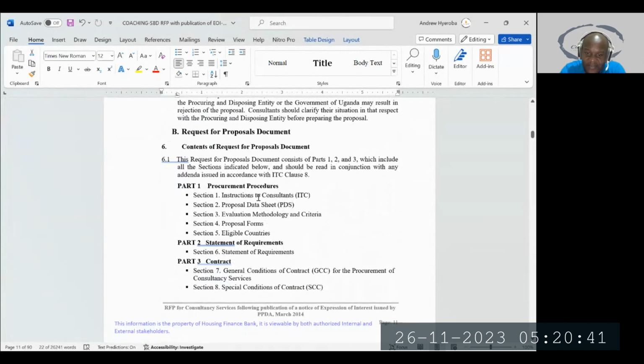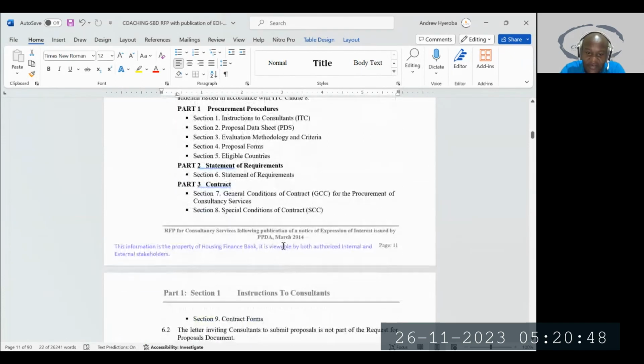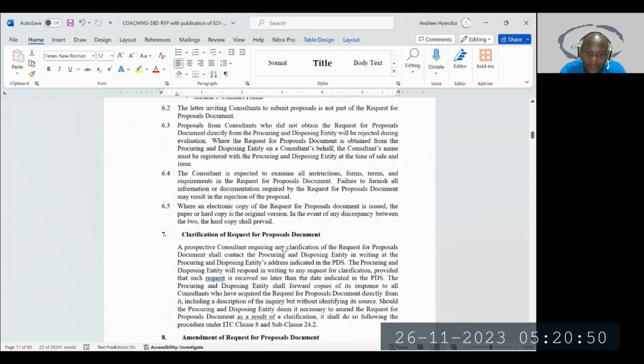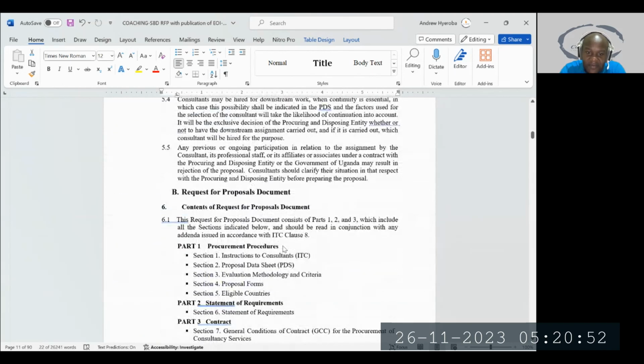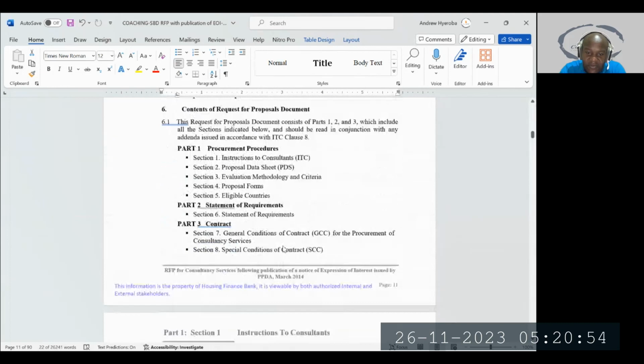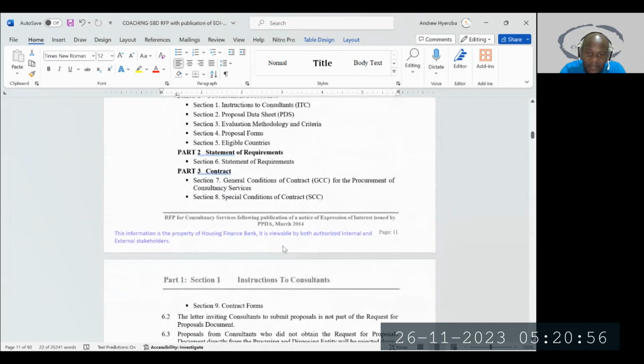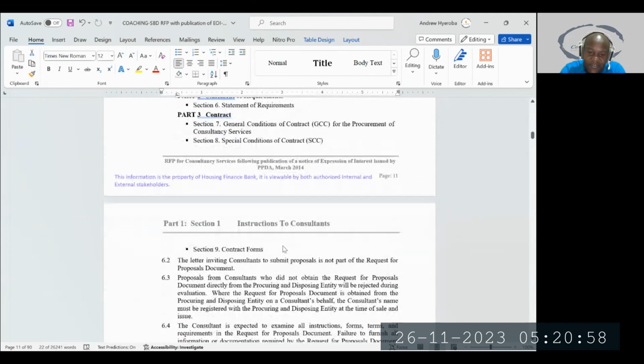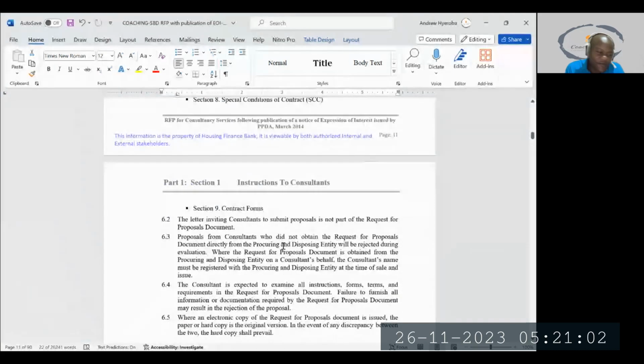So we shall go into the proposal documents. We have the instructions, the procurement procedures, we have the statements of requirements, and then we have the contract and what it will look like. Okay. So procurement procedures are clear. They've given us forms. The beauty with bidding for government is they give you forms and they tell you just fill these forms, give them to us, and we shall work with them, and that will constitute your bid.